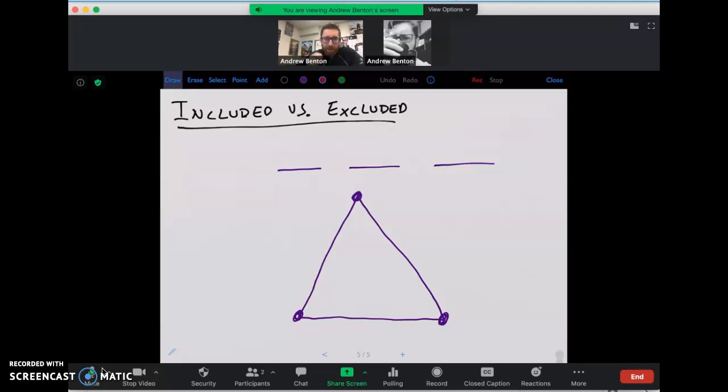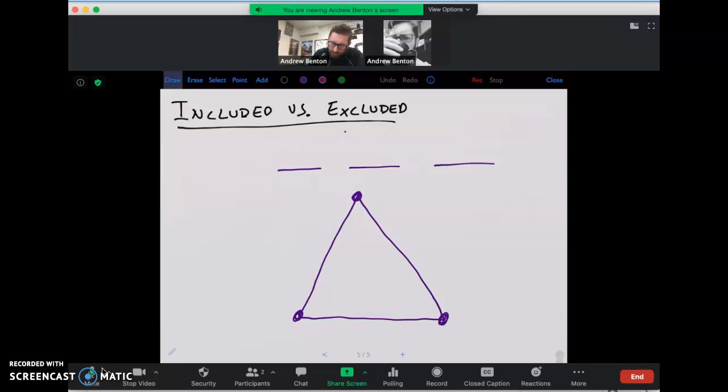We're going to talk about included versus excluded. A triangle is made up of two parts: angles and sides. We're going to talk about what the difference is between having an excluded side or an included angle, and so on and so forth.